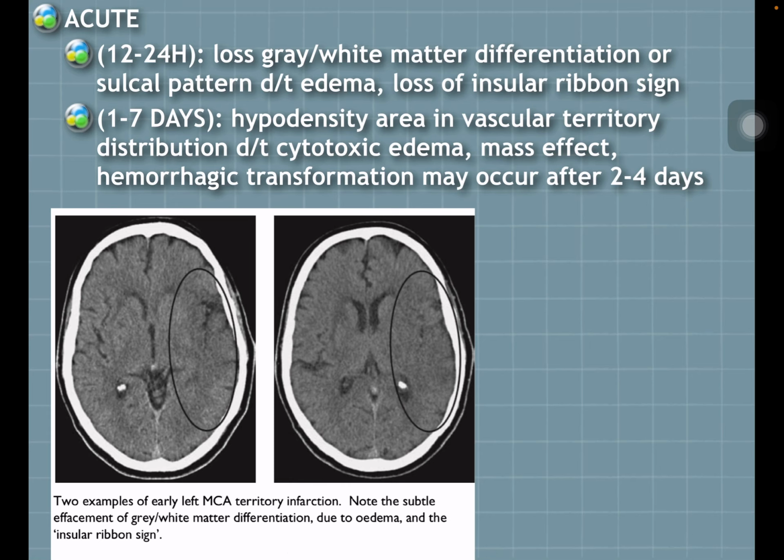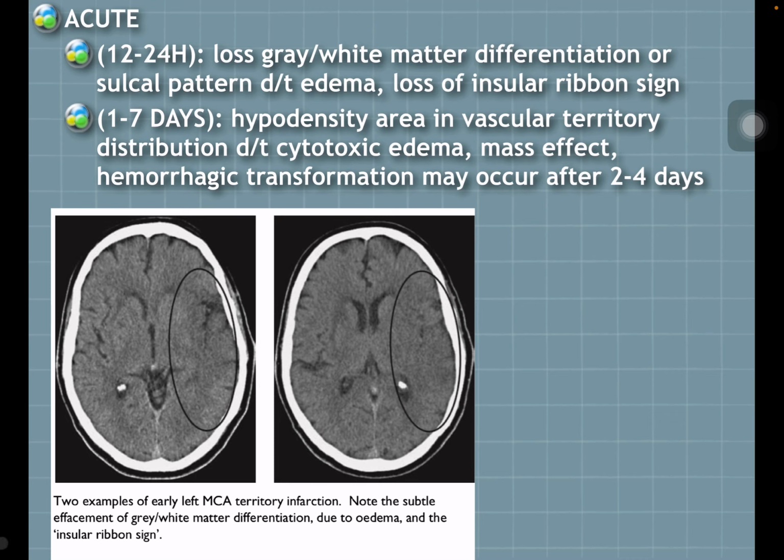For acute ischemic stroke, we have a window of 12 to 24 hours. On non-enhanced CT, there might be loss of gray-white matter differentiation or sulcal pattern due to edema, and loss of the insular ribbon sign. At 1 to 7 days, there are hypodensity changes in the vascular territory distribution due to cytotoxic edema. Mass effect and hemorrhagic transformation may occur after 2 to 4 days.